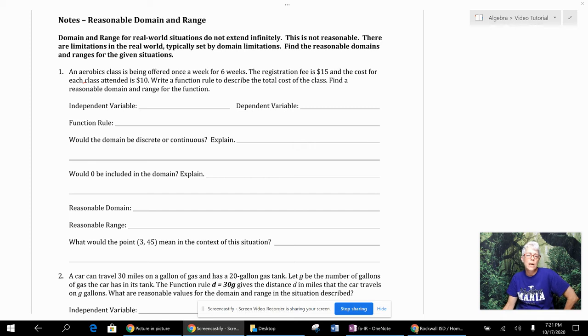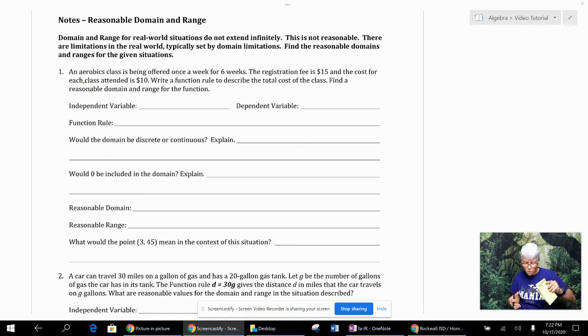Hey guys, today we're going to talk about reasonable domain and range. So we have talked about domain and range before, but now we're going to talk about constraints on it because domain, the x's, range, the y's, don't always go on and on forever and ever. So we're going to be applying this to real world situations. We're also going to talk about discrete and continuous, and then again, how to write that. Great reminders. So let's move forward.